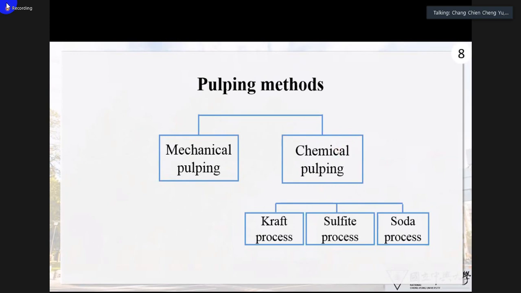According to the different chemicals, it is divided into kraft pulping, sulfur pulping, and soda pulping. Among them, the sulfur containing method is mainly used for raw materials with higher lignin content, like wood. Because of the low lignin content of beauty tree seed fibers, we choose to cook them by the soda process.